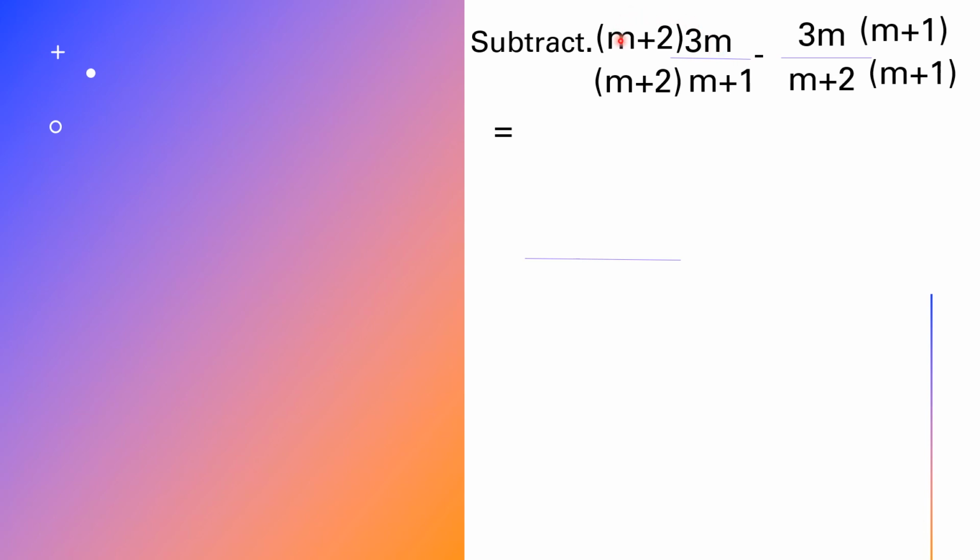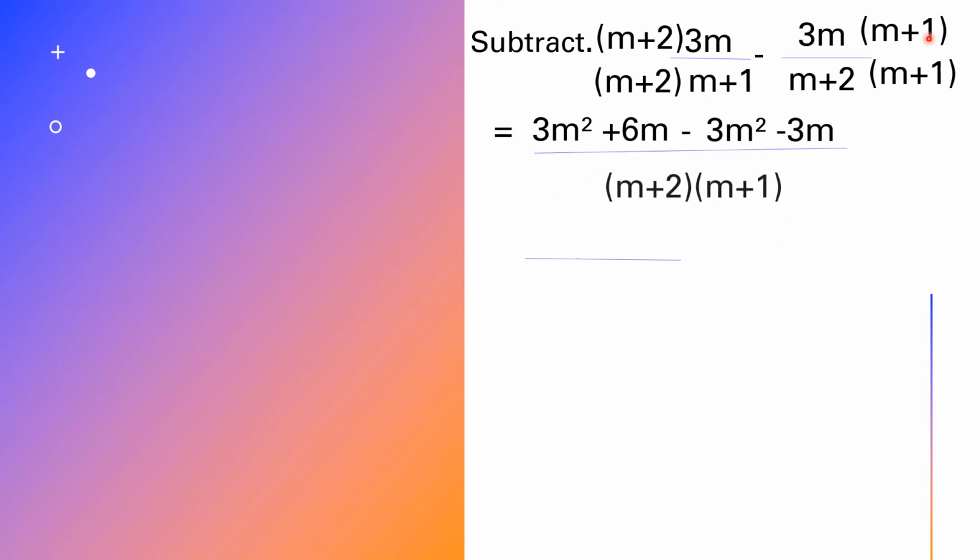3m times m is 3m squared, and 3m times 2 is 6m. So I have 3m squared plus 6m. On the other one, this one is 3m times m, 3m squared, and then minus 3m plus 1, that is negative 3m, divided by the factored form, m plus 2, quantity m plus 1.